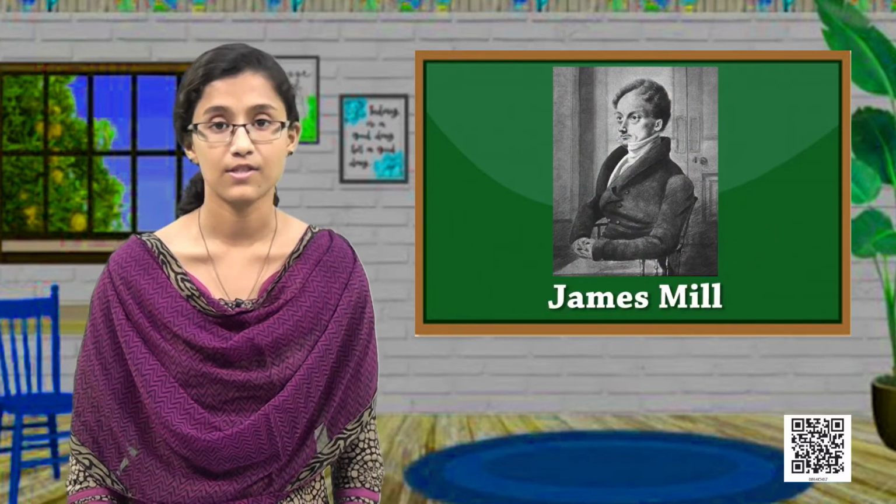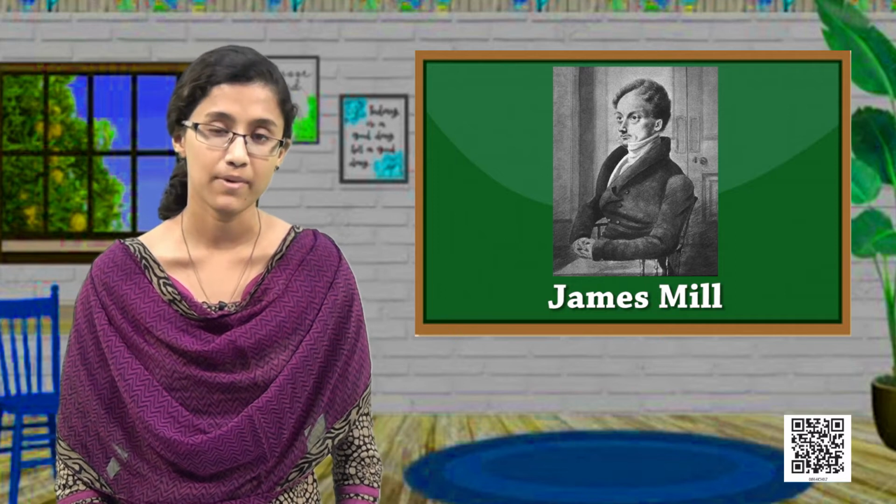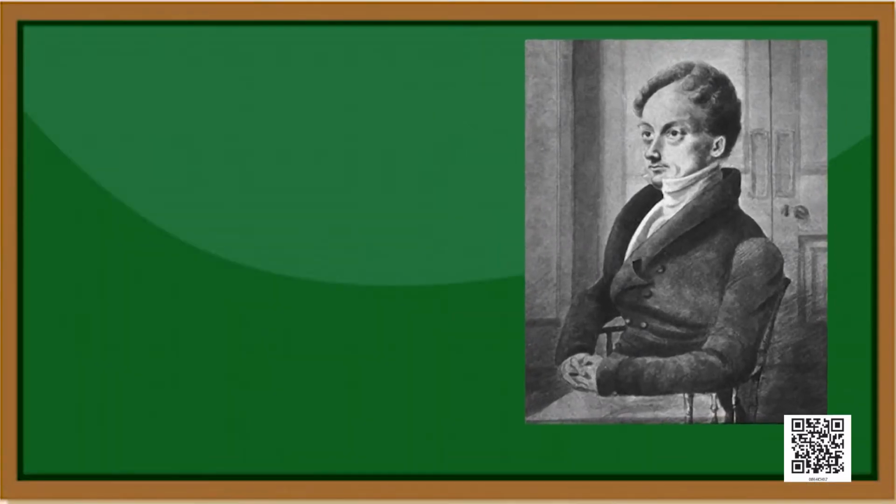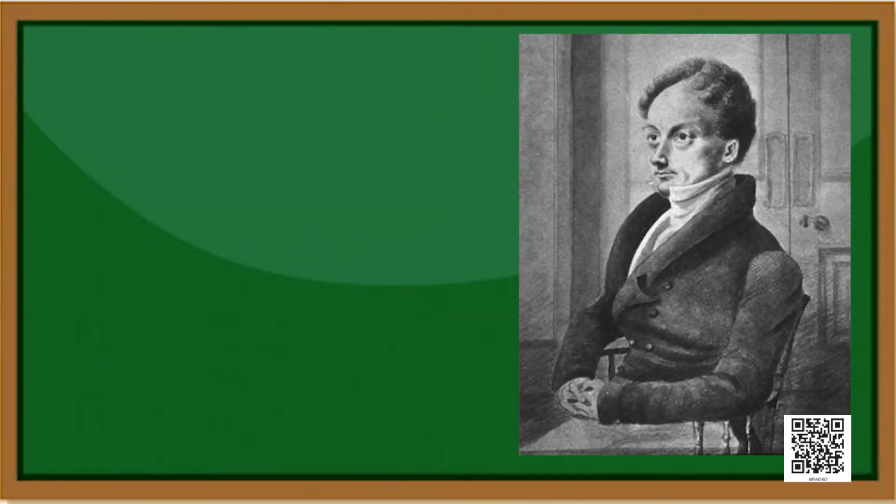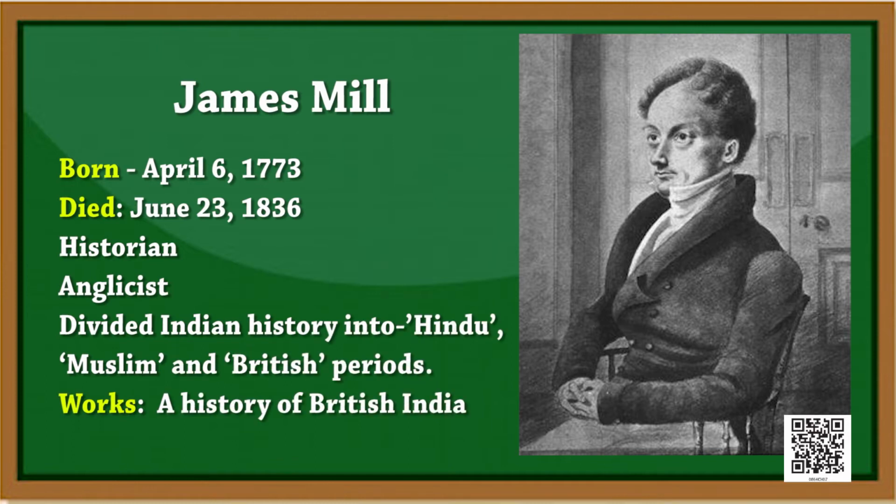The next person that we are going to learn about is James Mill. Do you remember him? In the first chapter, you had learned that he had written a book, A British History of India, in which he had divided the Indian history into 3 periods: Hindu, Muslim and British. He had a bad opinion about Indian culture and practices, even though he personally never studied the original Indian sources.